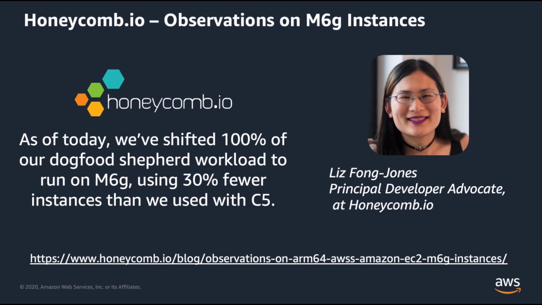Another use case is our friends at honeycomb.io. Those guys were early adopters of the Graviton2 platform, and they moved part of their fleet to Graviton2. Doing that move, they observed that they could reduce the size of the C5 fleet that they were using previously, using 30% fewer instances in their new setup. There's a full blog post from Liz Fong Jones detailing their process and the way they handled the migration. Definitely worth a read if you are interested.